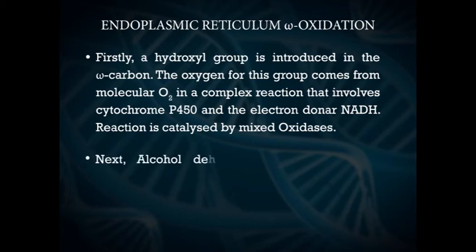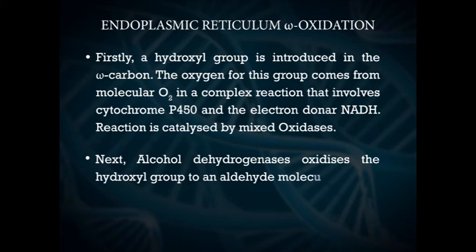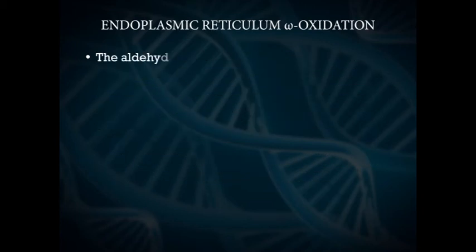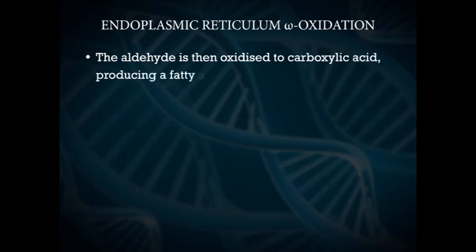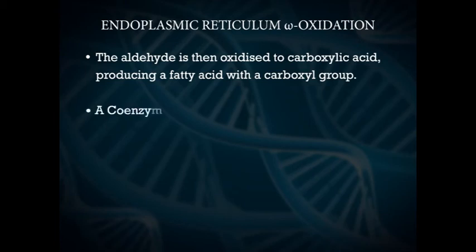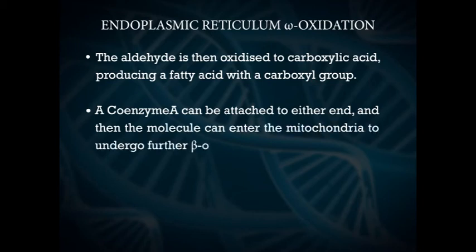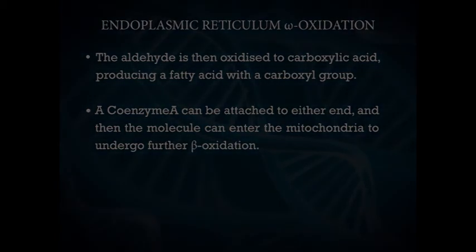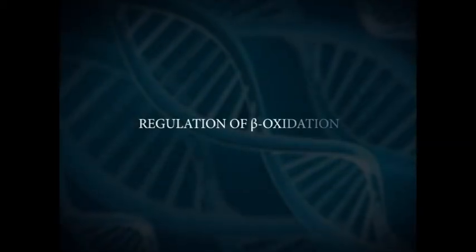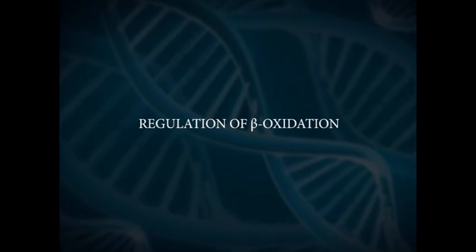Next, alcohol dehydrogenase oxidizes the hydroxyl group to an aldehyde. The aldehyde is then oxidized to a carboxylic acid, producing a fatty acid, here now with a carboxyl group at each end. Now, coenzyme A can be attached to either end and then the molecule can enter the mitochondria to undergo further beta oxidation. Now, regulation of beta oxidation.